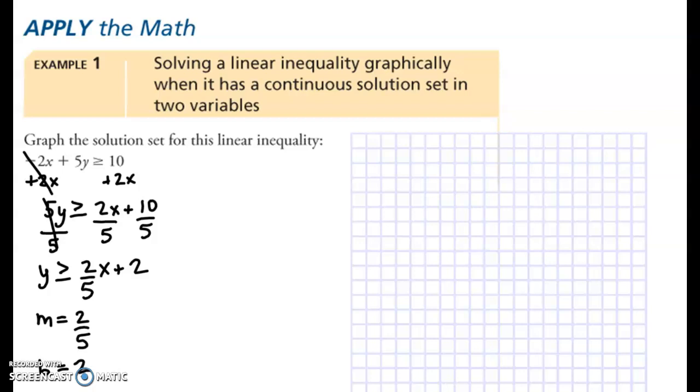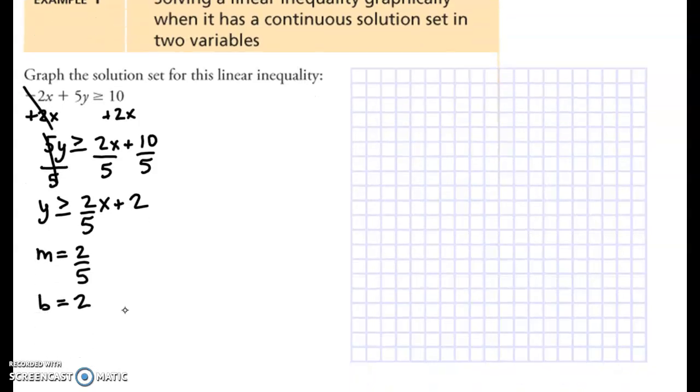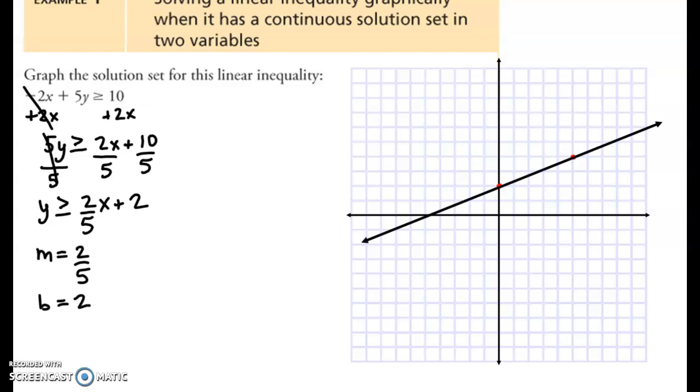So this is all stuff you've done before, and now I would like you to plot that on this Cartesian coordinate plane. You can press pause. You're going to need to draw the x and y axes first. Okay, hopefully yours looks like this. I have plotted the b of 2, and then I rose up 2 and ran 5 to the right. Okay, here's what it looks like when we join those 2 points up. Now we have graphed the equation y is equal to 2/5 times x plus 2.